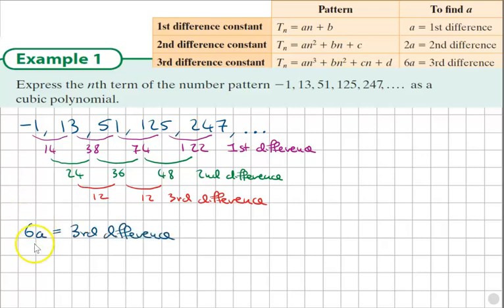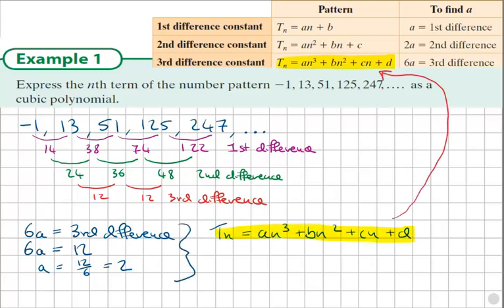So we know that 6a is equal to the third difference. This comes from our table up here that we need to learn off. So 6a is equal to the third difference. So 6a is equal to 12. Dividing 12 by 6 gives us 2. So a is equal to 2.